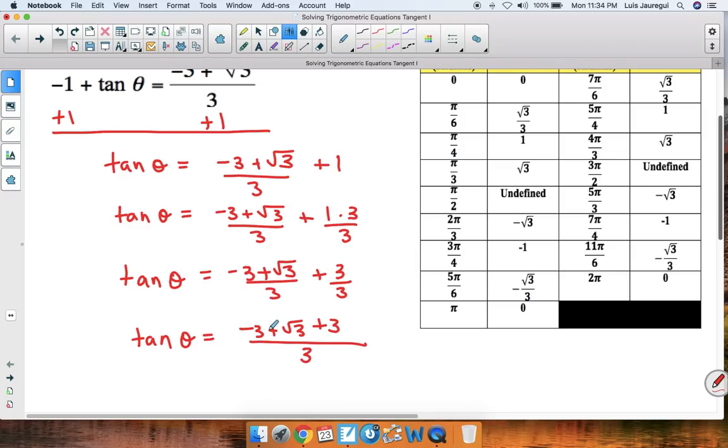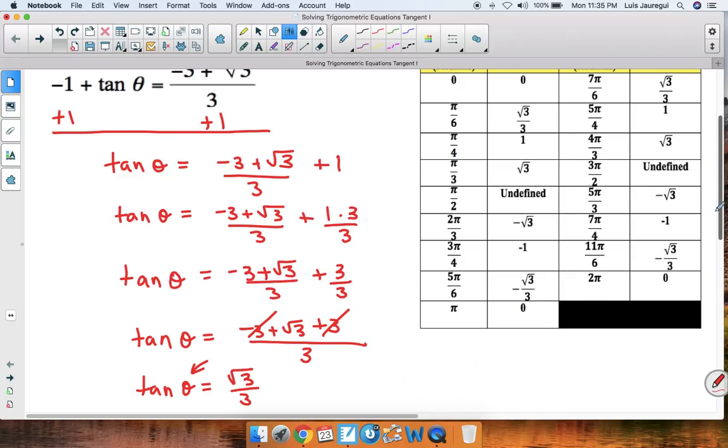Now, combining like terms on the numerator gets you the following. Tangent of theta is equal to the square root of 3 over 3. So we're looking for any angles between 0 and 2 pi such that the tangent of them will be square root of 3 over 3.